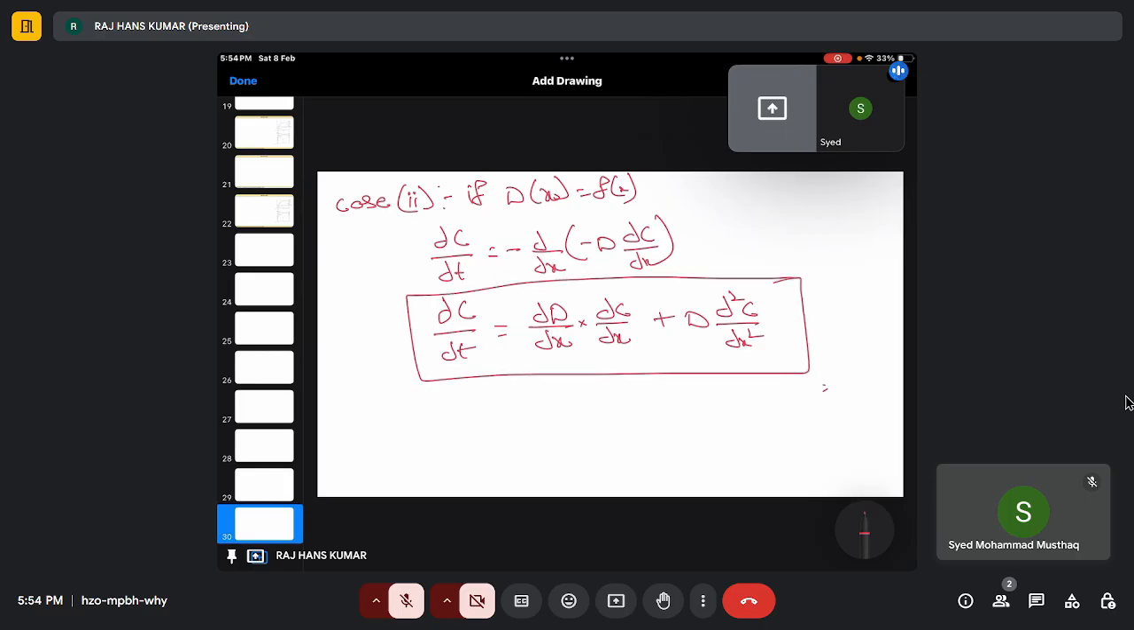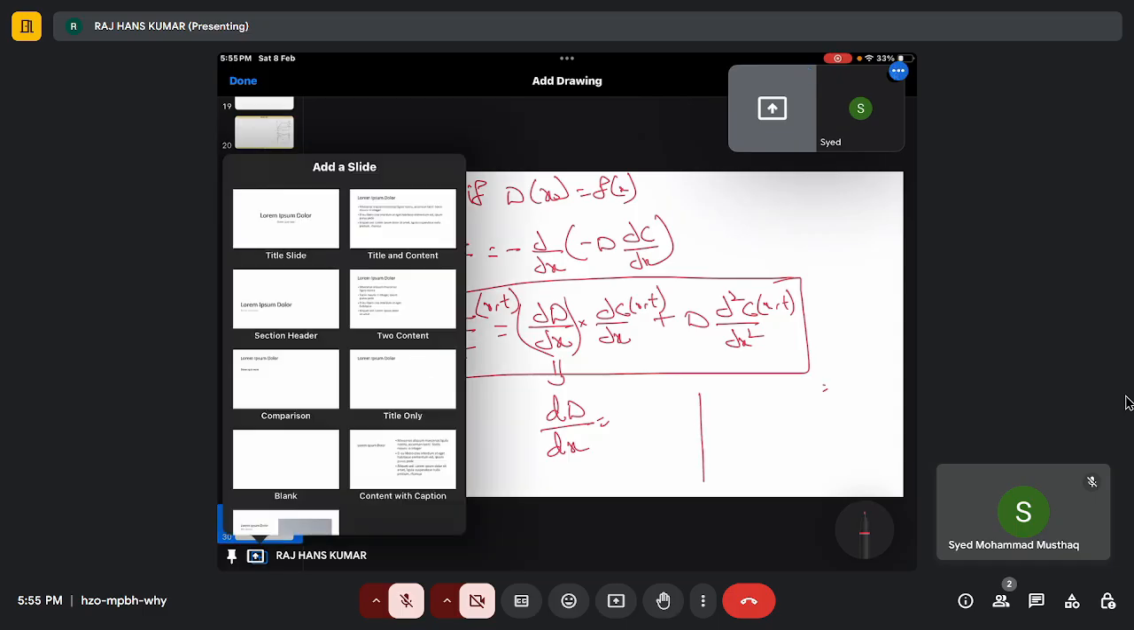Now, if you assume c is only a function of x, then this partial derivative can be converted into an exact differential, d by dou x, right? So c is a function of x and t. Now this is only for ideal cases.